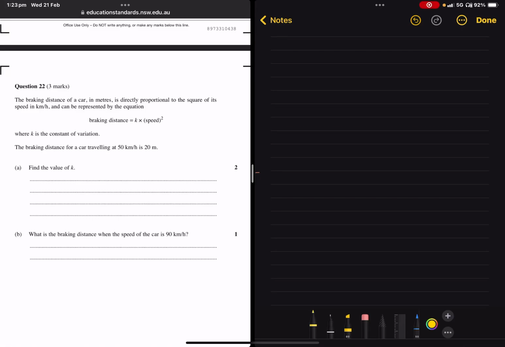Okay, so we're going to take a look at another question from the 2023 HSC Standard 2 paper. This is question 22. We're told the braking distance of a car in meters is directly proportional to the square of its speed and can be represented by the following. Braking distance, which we'll call B, is K times speed squared. K is a constant of variation. The braking distance for a car travelling 50 kilometers an hour is 20 meters. Find the value of K.